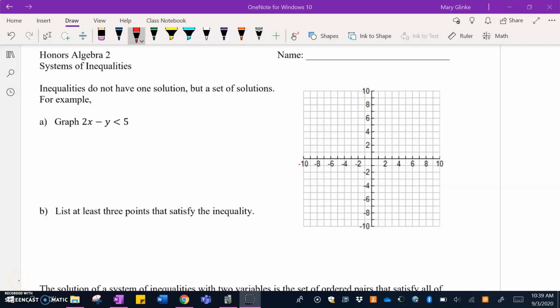Hello, today we're going to be solving systems of inequalities. So inequalities have many solutions, so when we graph systems of inequalities, we're going to have sets that are going to be our solution set. Let's take a look at one inequality first.